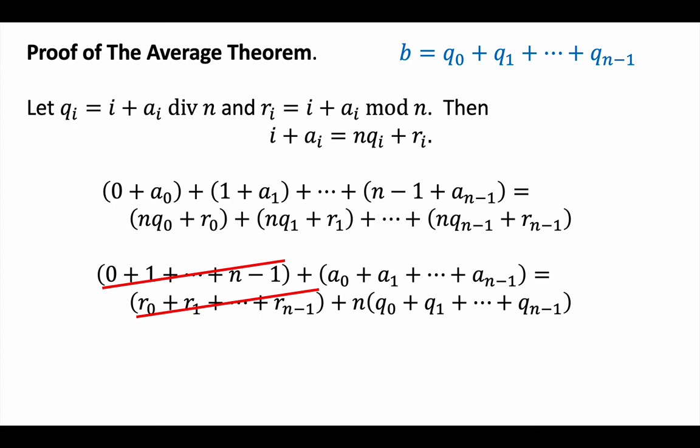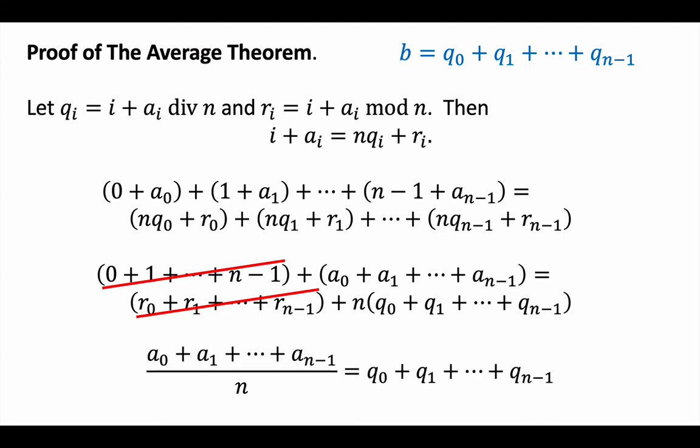Our final step is simply to say, hey, let's take the n that has been factored out and divide both sides by it. On the left side, we have the average of the throw heights, and on the right side, we have the sum of the quotients. But remember, the sum of the quotients is equal to the number of balls. And so that proves the average theorem.